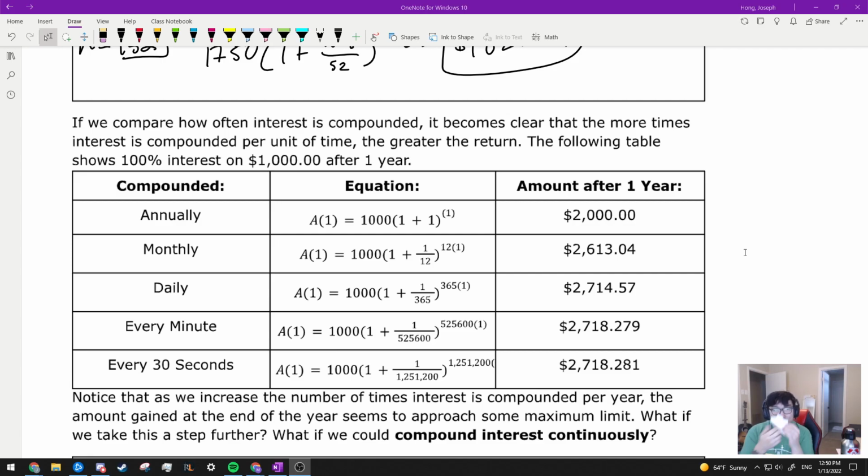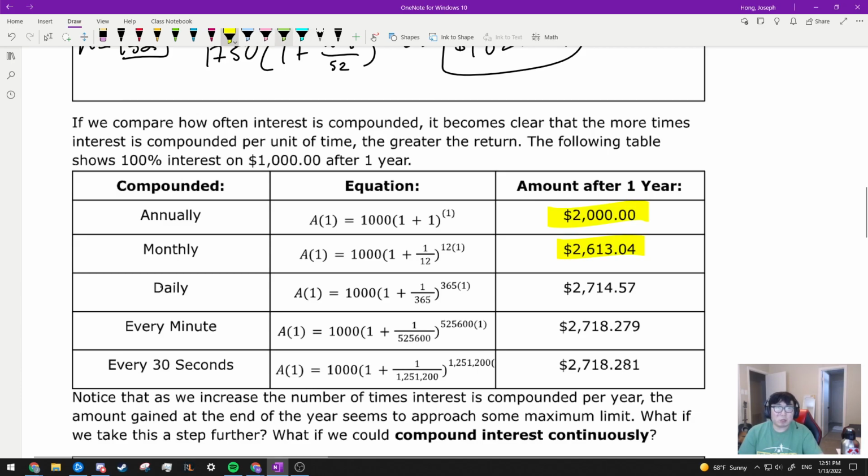I have this table for you here. So if we compare how often interest is compounded, all these things right here have the same rate, showing 100% interest on $1,000. You can see like, okay, if I compound it annually, my money just doubles. But if you compound it monthly or daily or by minutes, even seconds, you can see that I made more money in the same amount of time.